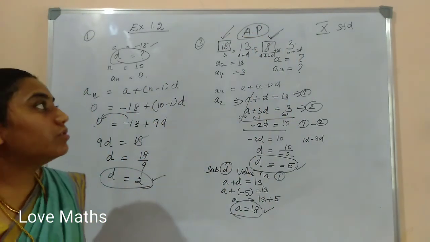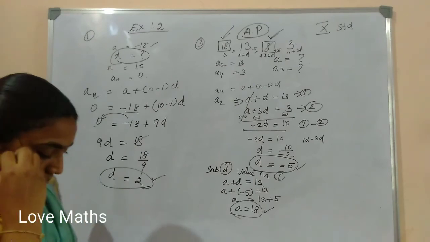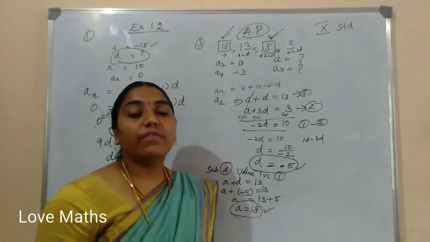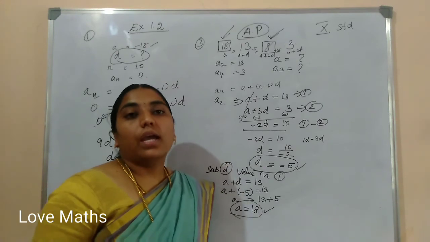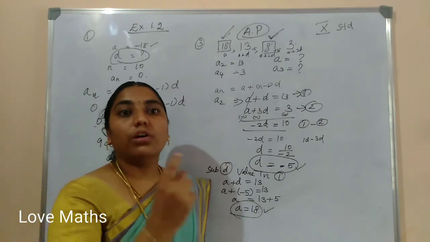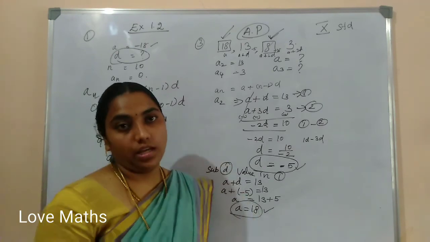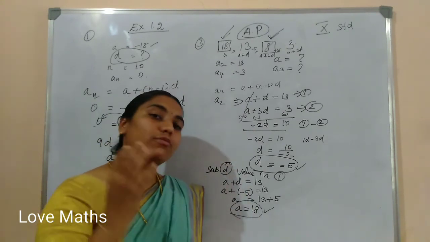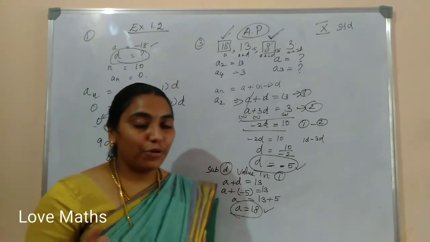Is it clear? So you just apply the general form of arithmetic progression. You want to clarify this nth term. So 10th term means a plus 9d. 15th term means a plus 14d. Like that you just recall. That's all. I hope you understand.